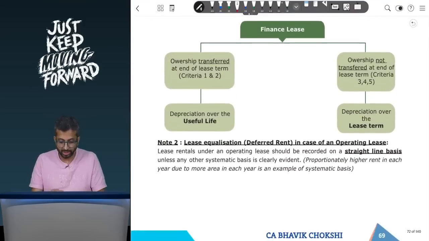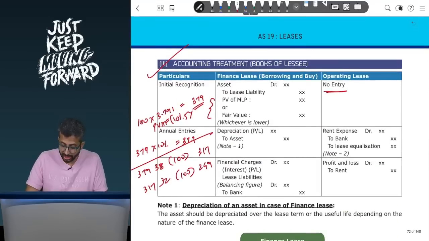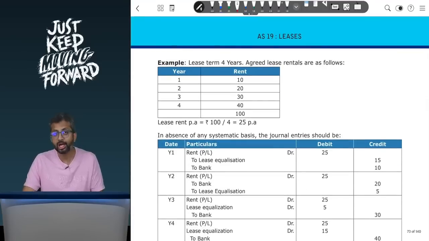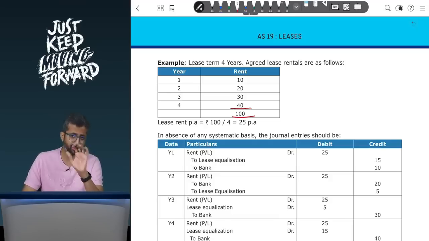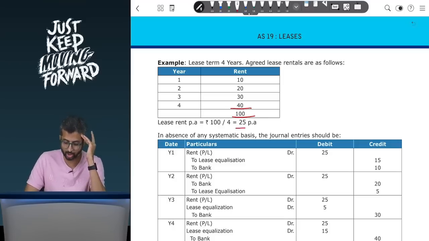Okay. Next, when you look at operating lease, the only challenge is that the standard says the lease rent will be recorded on a straight line basis unless any other systematic basis is more appropriate. Like, let us say you have agreed to a rent of 10, 20, 30, 40 for a period of 4 years. The rent is not equal. Is there any reason? Are you getting more area each year because of which you are paying more rent? No. In which case the total rent is 100 divided by 4, that is 25 per annum.